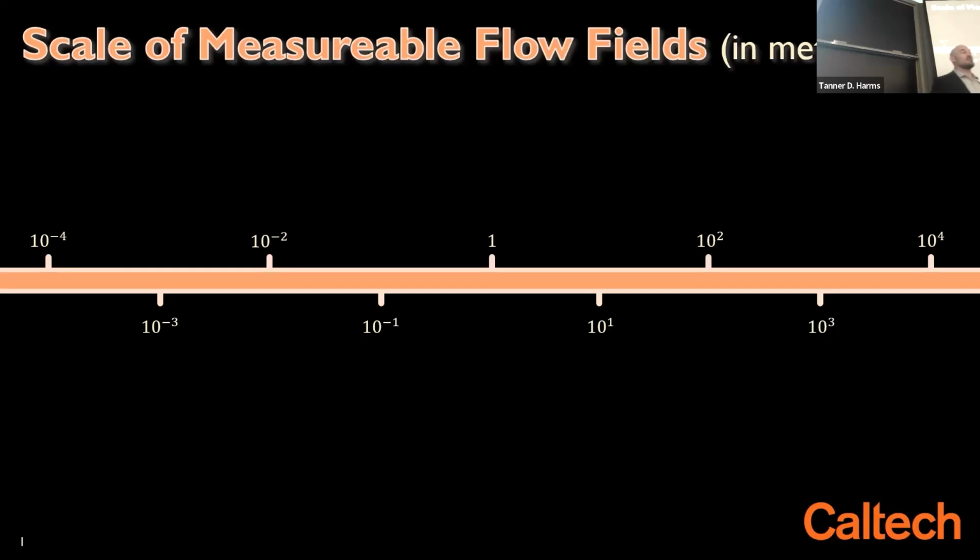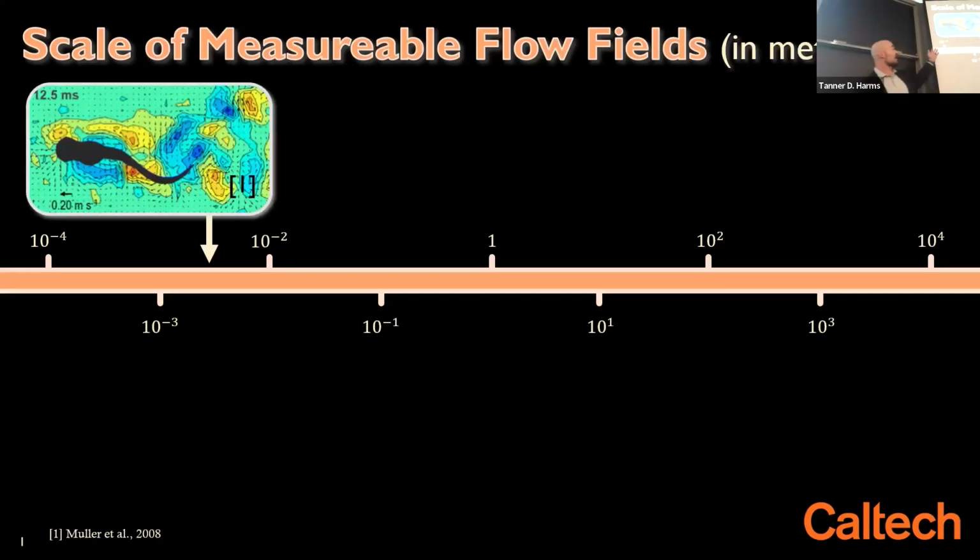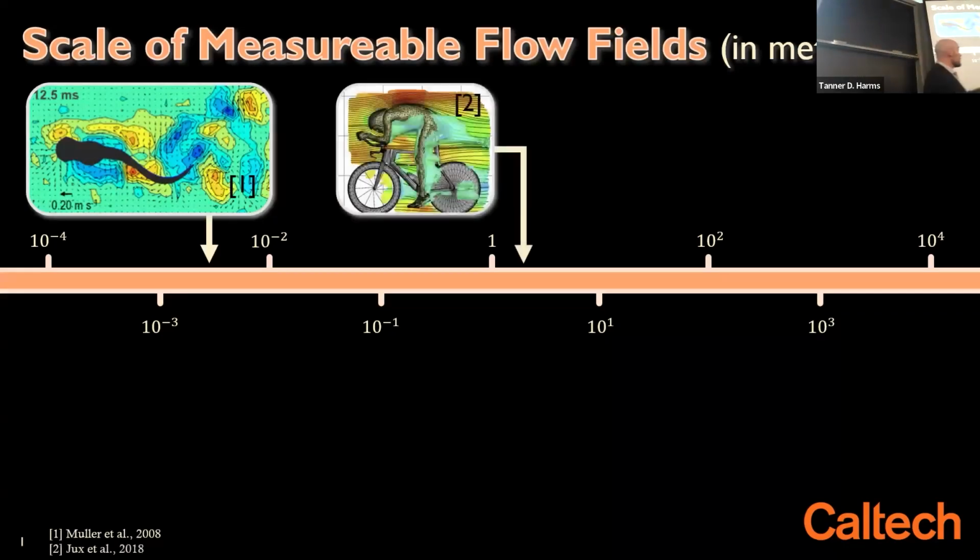When I'm trying to resolve flow fields, the technology today allows us to measure a lot of these different scales. For example, we can look at the flow around a zebrafish larva, which is on the order of millimeters. We can also perform measurements on the scale of meters around something like a cyclist. This is a full-scale model of an elite cyclist, and they perform flow field measurements around this.